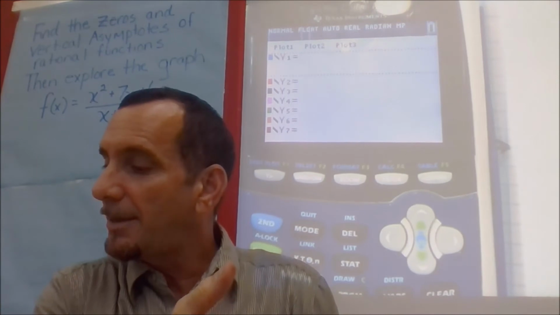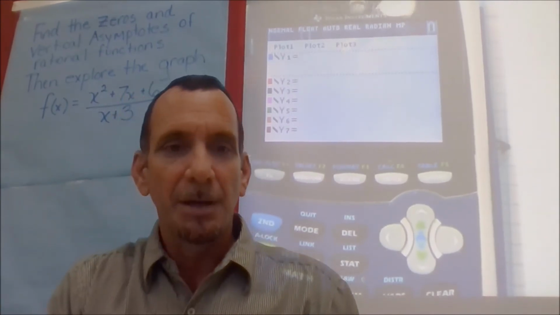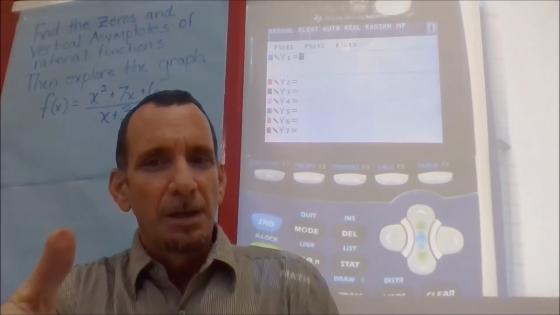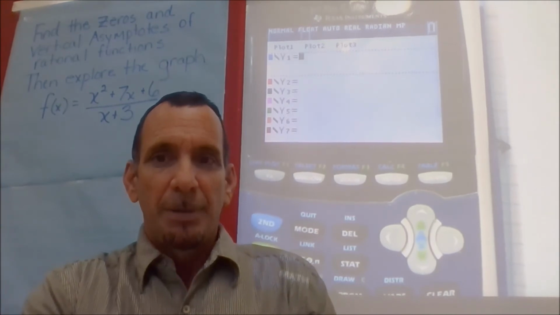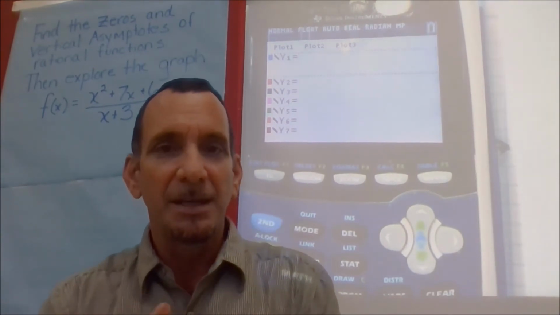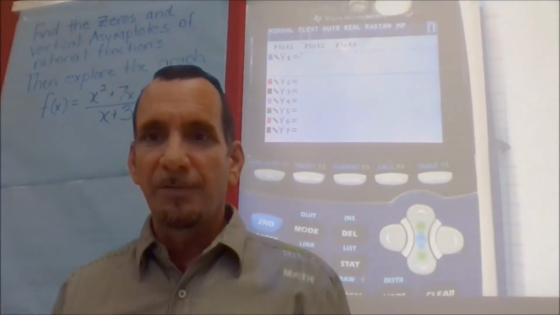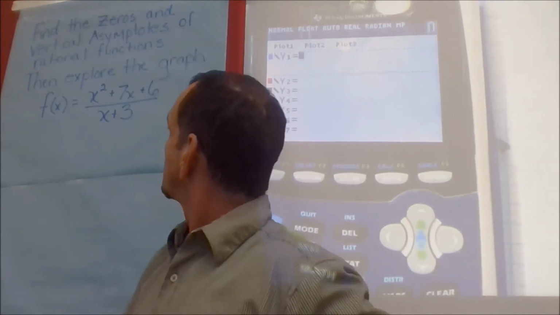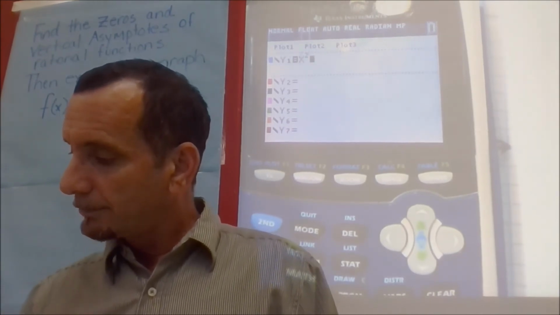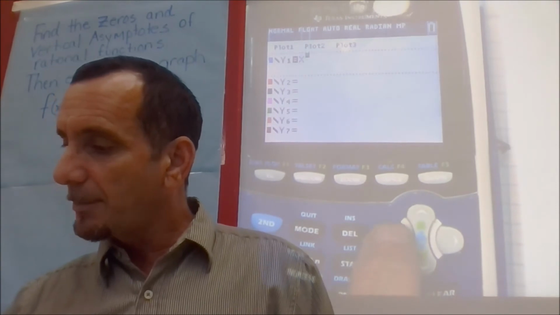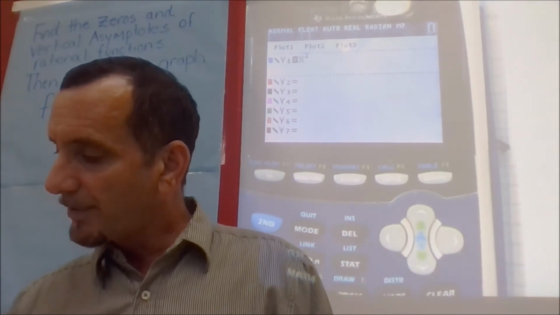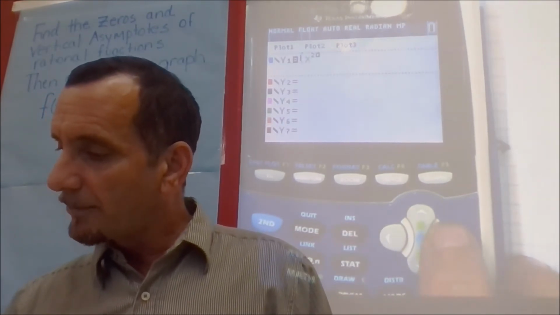So here I am in the y equals screen, and I'm just going to punch this all in, and I'm not sure, so I'm going to be sure by adding parentheses. I'm going to take the entire numerator and divide it by the entire denominator. So just to do that, we've got x squared plus 7x plus 6. We have x squared. Oops, I forgot to put my first parentheses. So I'm going to do second function, insert a parentheses, and then use my arrows to come on over here and continue.